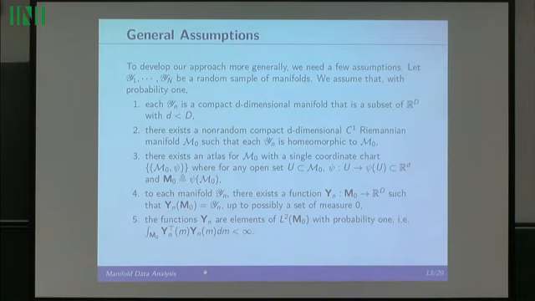Some of these are just what I've already said. For each of my objects, so each of these samples, I have a random sample of manifolds. Each one should be compact and d-dimensional. In my case, they're subsets of R capital D, so they're sitting in a higher dimensional space, even though they have this lower dimensional structure. I have this non-random manifold that I can do this alignment with, so that I can actually build these associations.